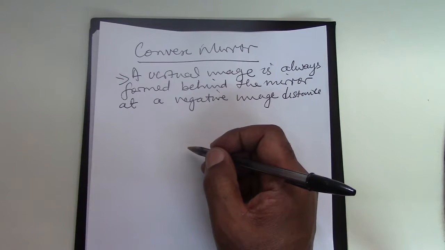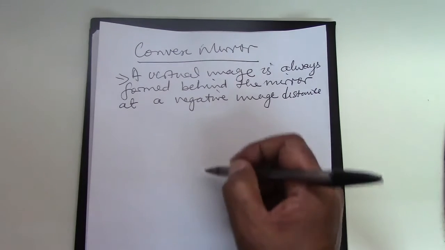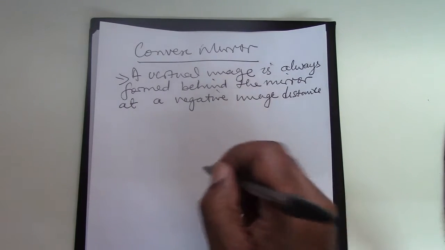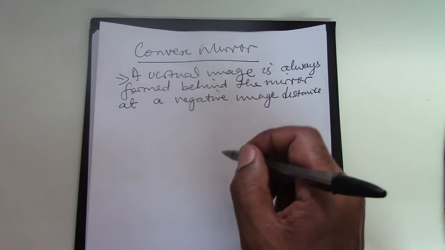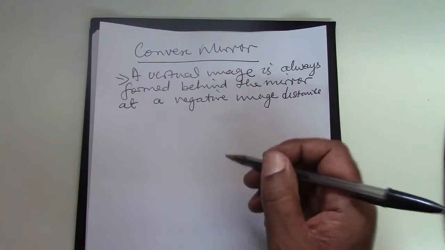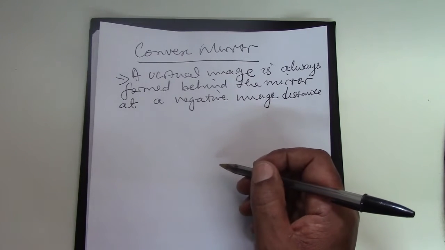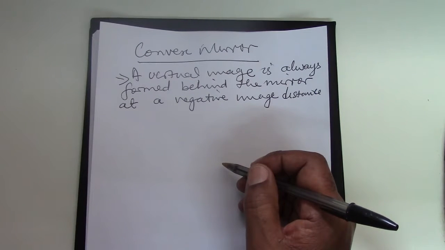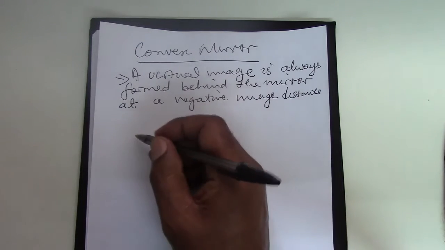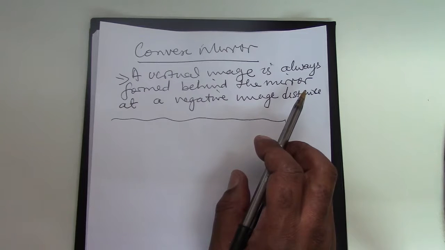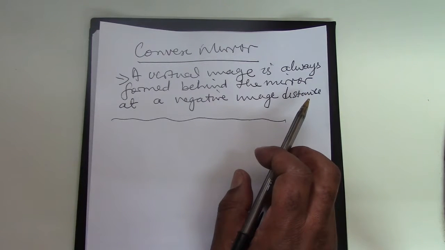Now, you find that at a later stage, when we use sign convention, you'll see that the sign convention for the concave mirror and the sign convention for the convex mirror is the same. We use the same sign convention, and the mirror equation is still valid for both mirrors. Right. Now, this is always what happens in terms of a convex mirror. A virtual image is always formed behind the mirror. Right.